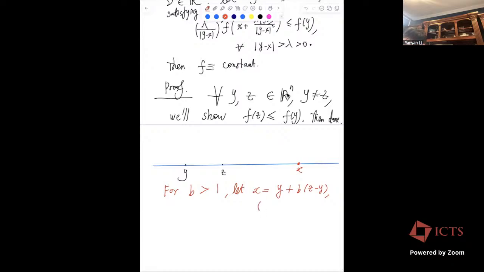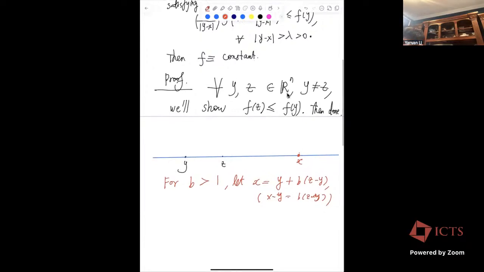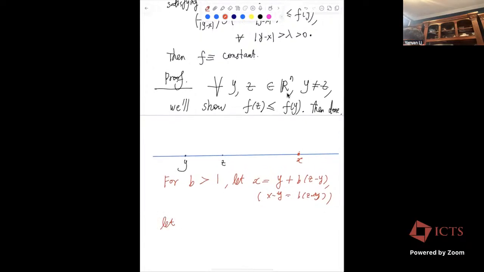So put it this way. Oh, y and z. x minus y is equal to b times (z minus y). So x minus y and z minus y are in the same direction. As you can see, x should be here. Yeah. So then we let lambda be equal to the square root of |z minus x| times |y minus x|.